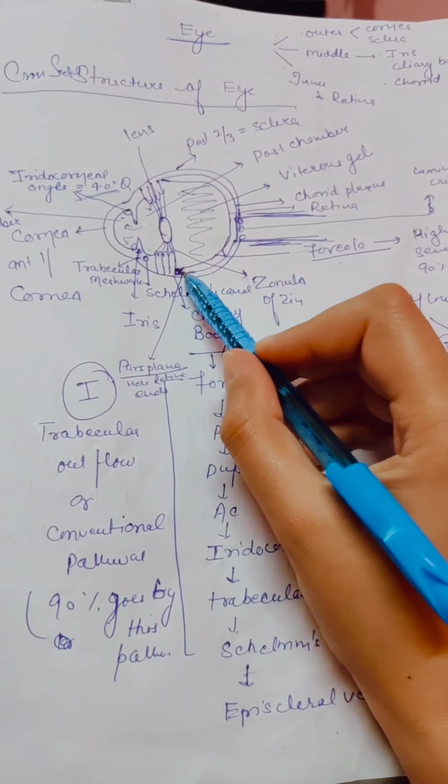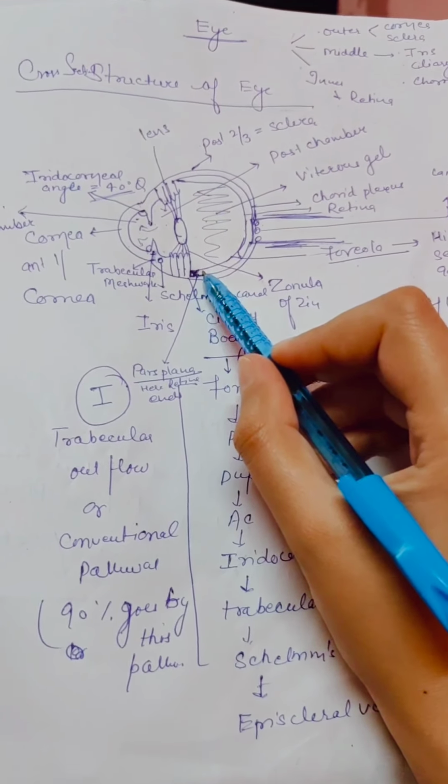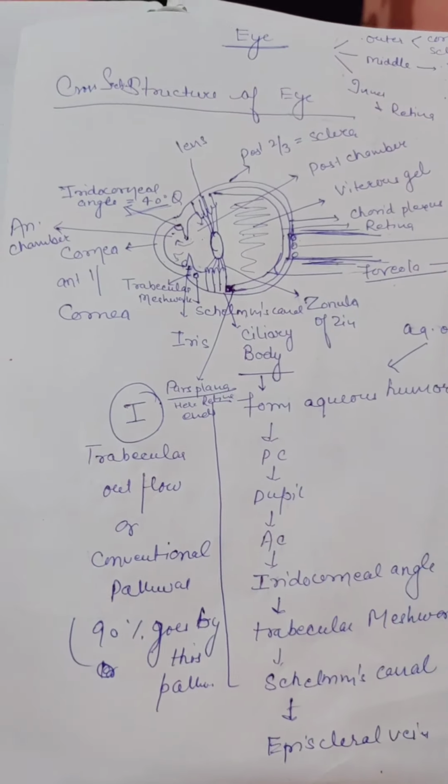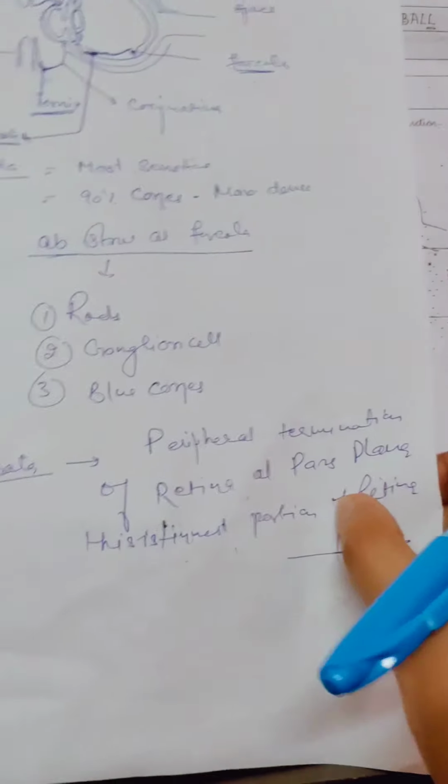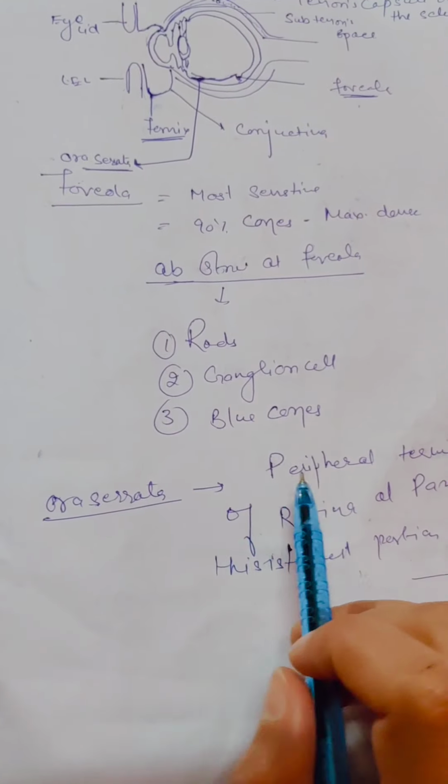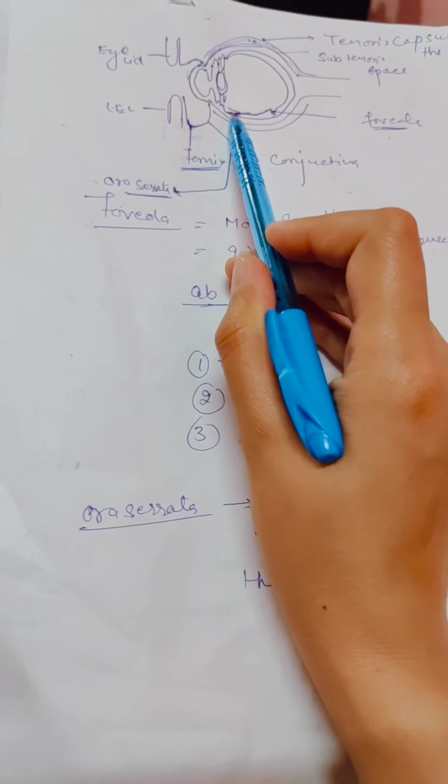Here at the pars plana the retina ends. This is called the ora serrata, the peripheral termination of the retina. This is the thinnest portion of the retina.